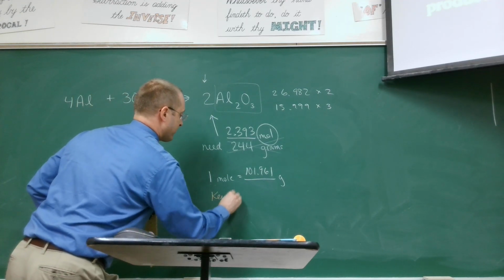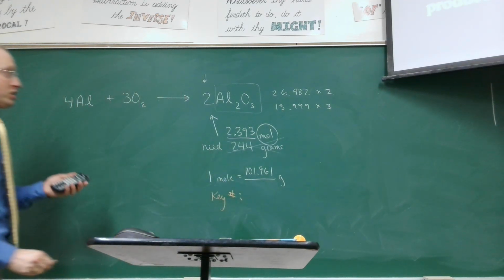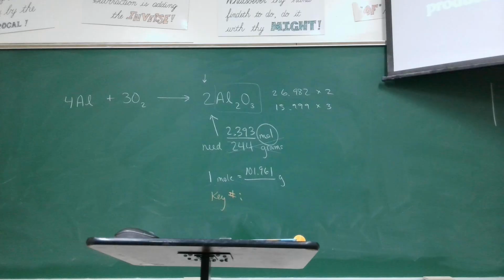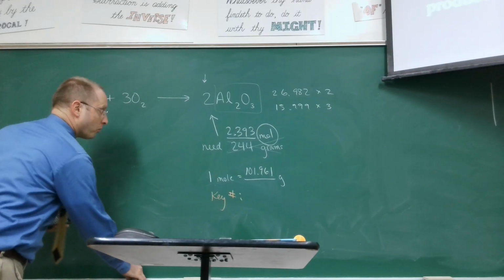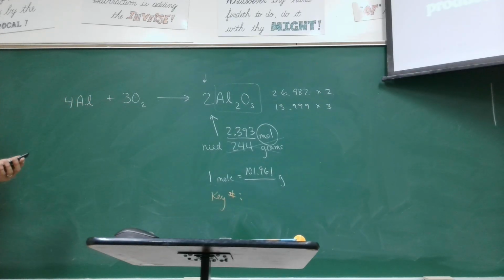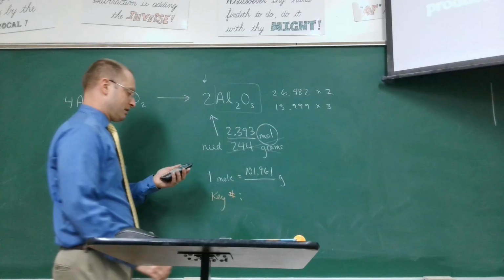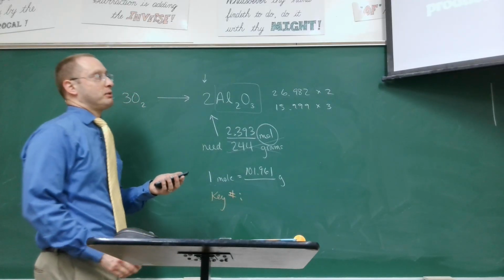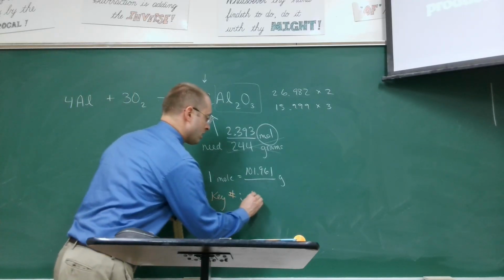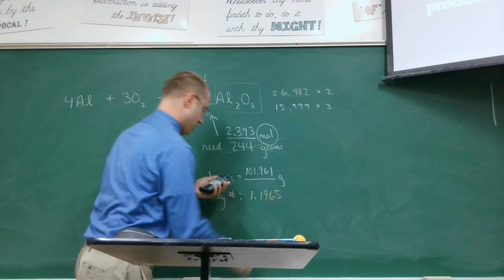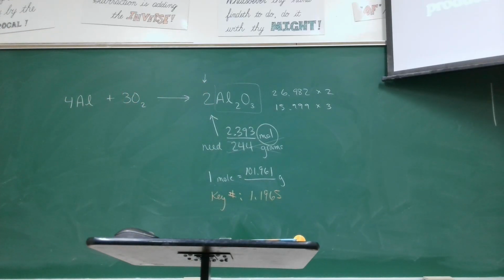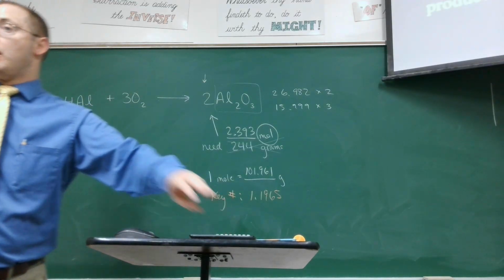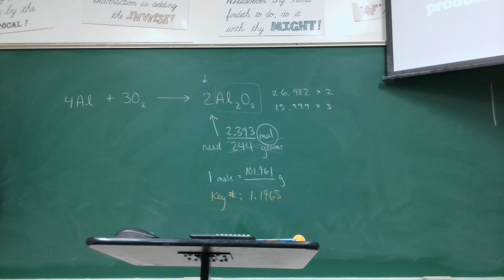Divide. You divide. At your seats, find what your key number is. What is our key number for the whole problem? All right, that's our key number, 1.1965. What do I do with the key number, class? Multiply it by all the coefficients.